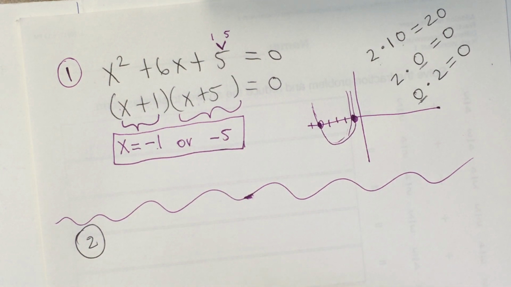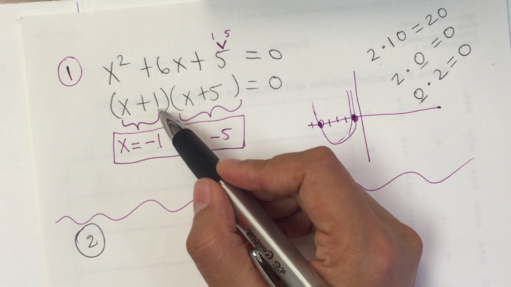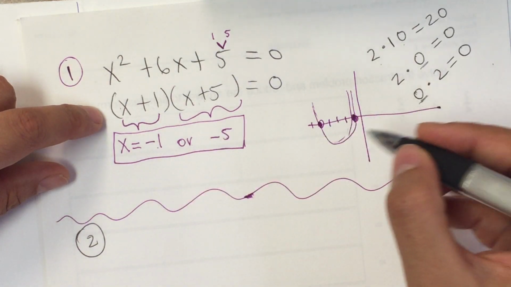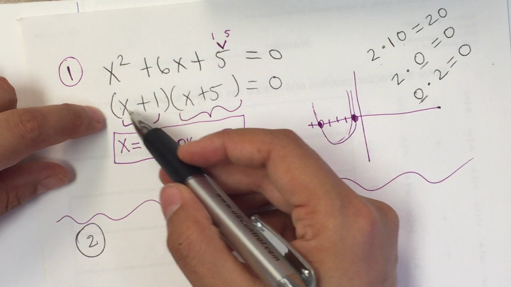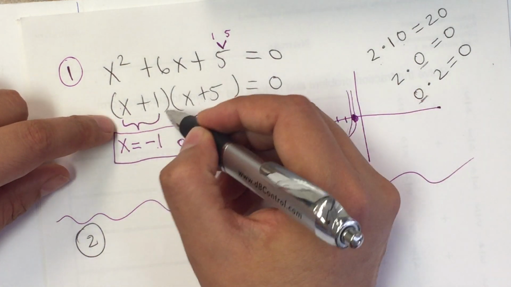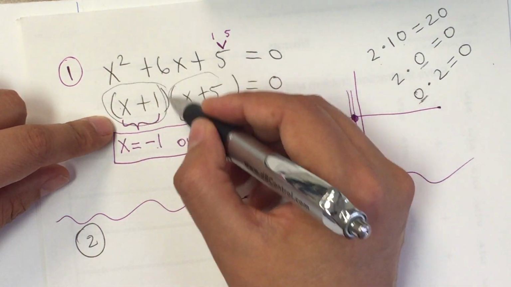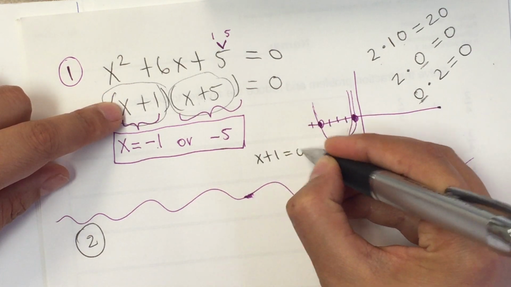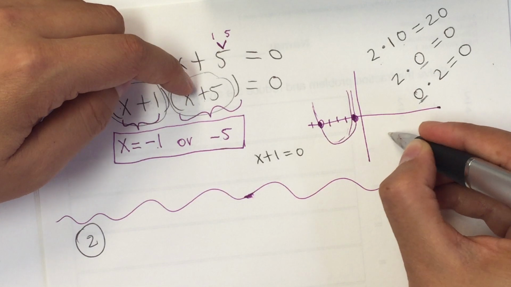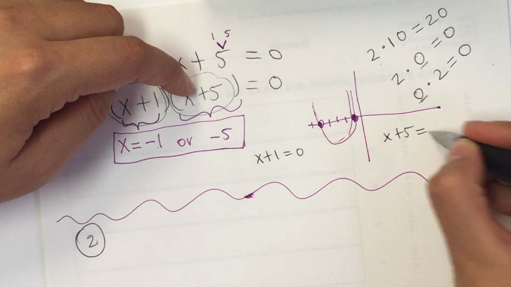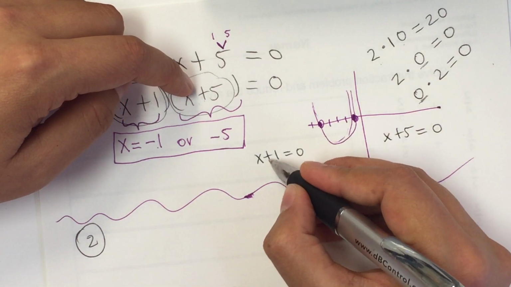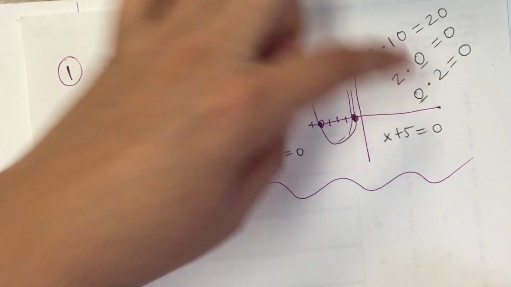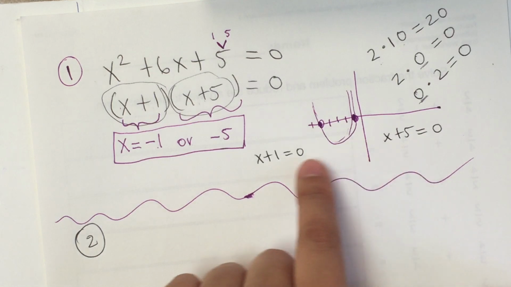Now, some professors might ask you to actually solve this instead of just by memory saying, oh, it's the opposite. They might say, okay, you have to set each factor equal to 0. So x plus 1 equals 0, and x plus 5 is equal to 0. I start solving, so all I did was get each of the factors and make each one of them equal to 0.